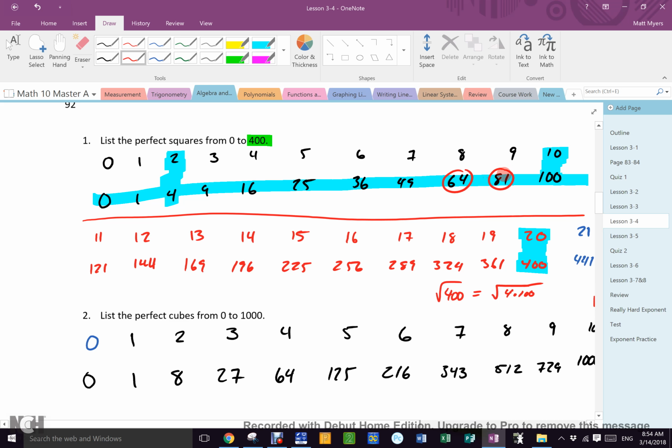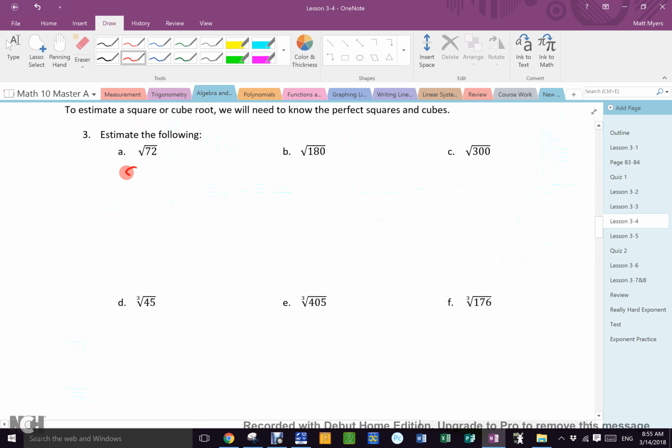What do you see? 64 and 81. Since 72 lives in the middle, logically, the square root of 72 must live in the middle, yes? So, it is 8 point something. That is a great estimate. You know it's 8, and you know it can't be 9. That's good enough. If you want to estimate a little better, here is what you do.